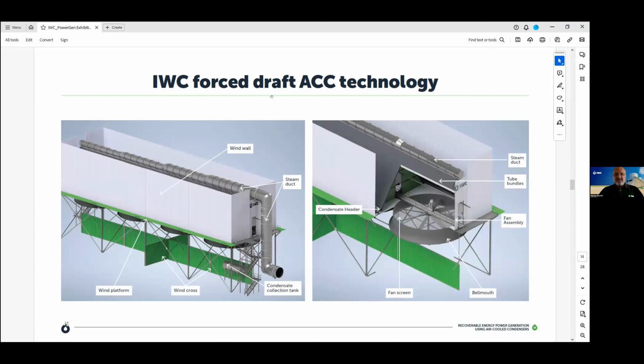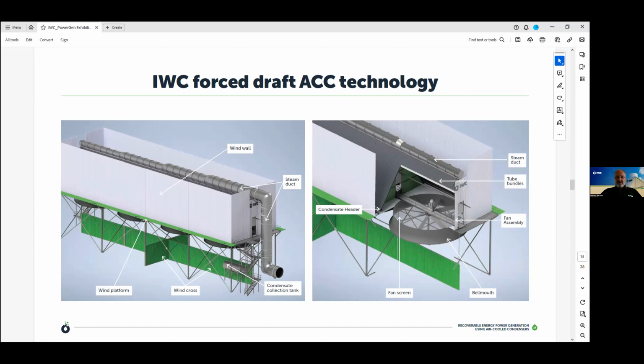All right, so the IWC forced draft, now that you have less of a seasick experience. So just quickly to recap, you see the steam duct, you see the bundles, the fan assemblies, and you've got the wind walls. You have the wind cross, which is very crucial for wind effects.